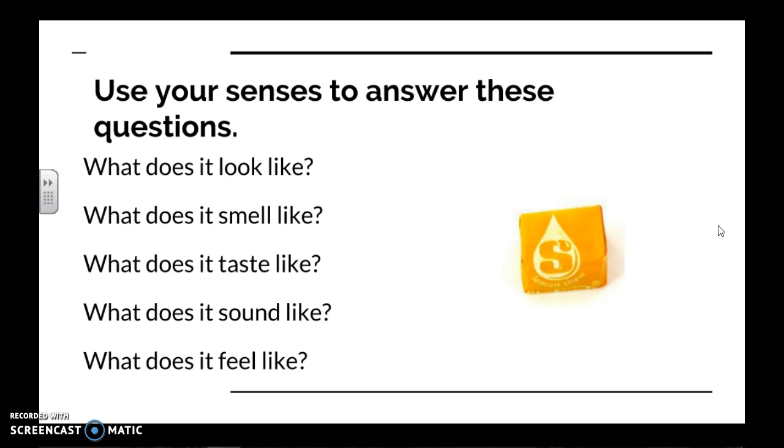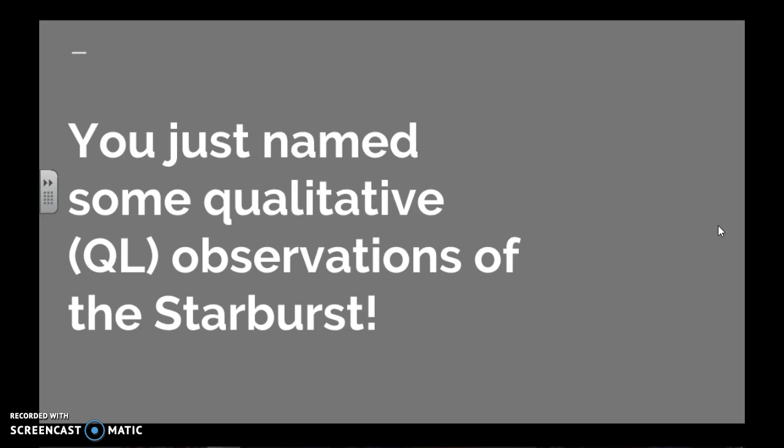Now that you have answered those questions, you have named some qualitative observations of the starburst. You used your senses to describe it. We use our senses to describe things around us all the time. Like if it's hot outside, we know that from our sense of touch, or feeling. We can feel that it's hot outside. Or if something is spicy, if you take a bite and the food is spicy, that's a qualitative observation because you made that observation using one of your senses.